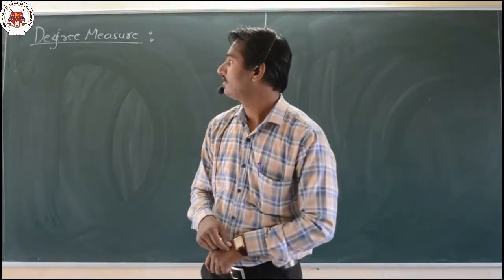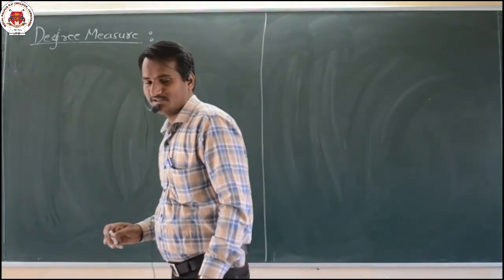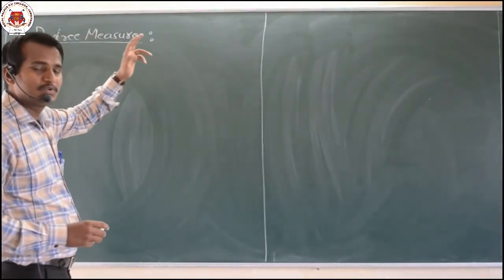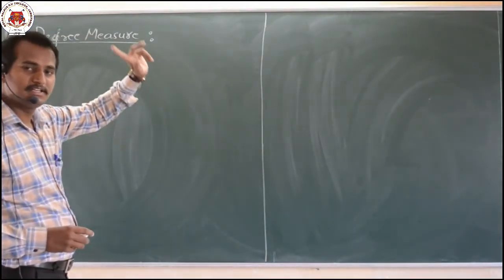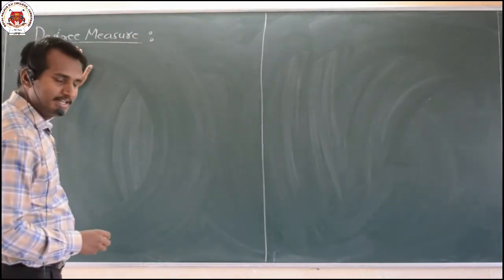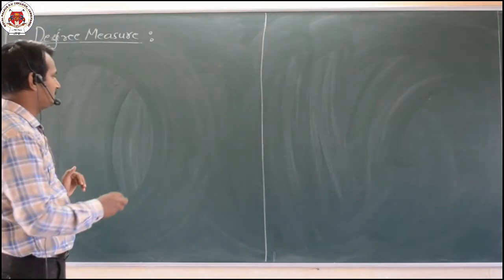Dear students, now let us learn about degree measure. Already we had learnt what you mean by angle. Now there are two types of measure for angles. One is the degree measure and one is the radian measure. Now let us learn about the degree measure. What do you mean by degree measure?